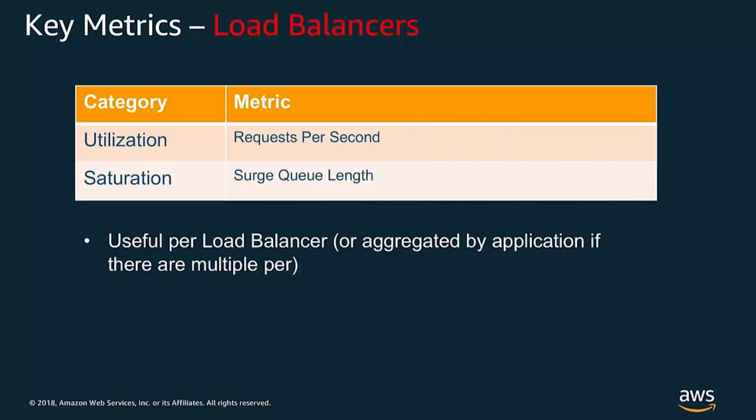And then, as I mentioned before, some metrics for load balancers. So utilization, pretty easy. Requests per second, pretty straightforward. And then on Amazon, like ELBs, you have a saturation measurement of surge queue length, which can be pretty useful. You can see at any moment in time if you have requests pending at the load balancer. And that's really only useful per load balancer. If you have one load balancer per application, then you can correlate the application to the load balancer, or maybe you can't.